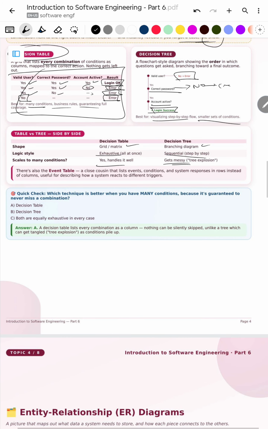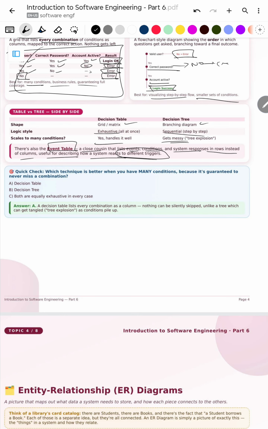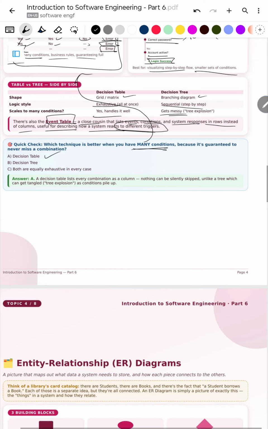There is also the event table, a close cousin that lists events, conditions and system responses in rows instead of columns, usually describing how a system reacts to different triggers. Let's answer a question: which technique is better when you have many conditions because it's guaranteed to never miss a combination? We all know it's the decision table.